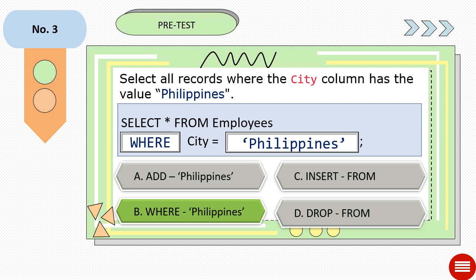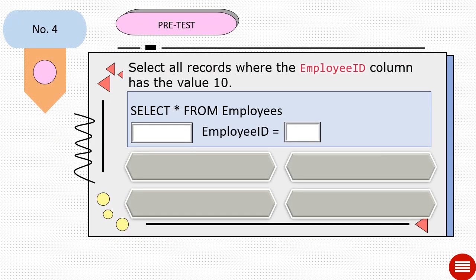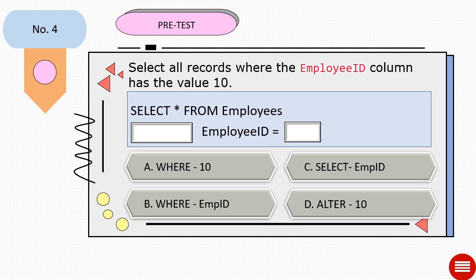Number 4. Select all records where the employee ID column has the value 10. Select asterisk from employees, blank employee ID equal blank. Is it A, where and 10, B, where and emp ID, C, select and emp ID, or letter D, alter and 10? The correct answer is letter A, where and 10.